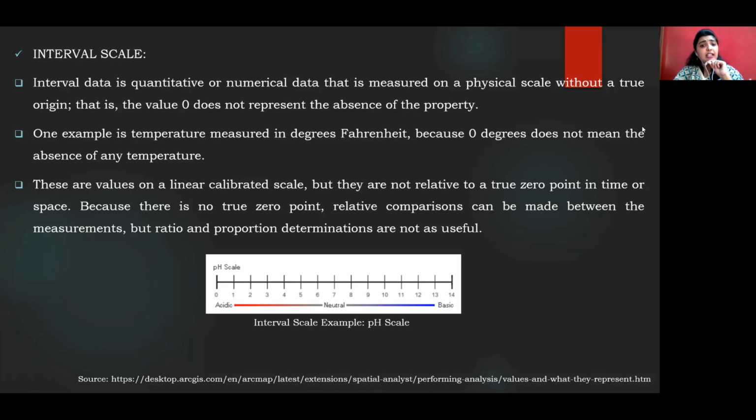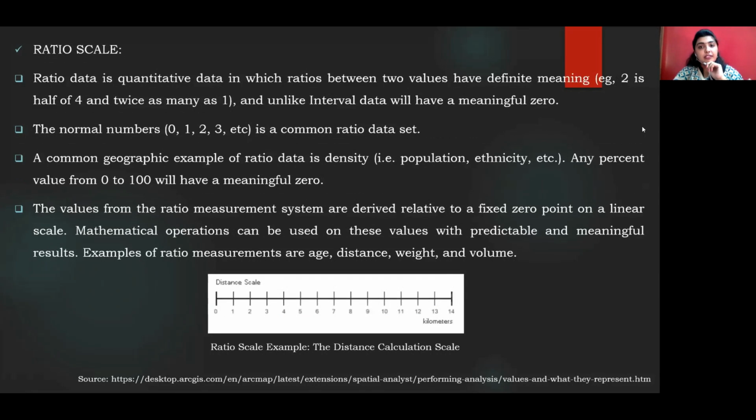When it comes to interval scale, there is no true 0 point. Relative comparisons can be made between measurements, but ratio and proportion determinations are not possible. The pH scale is also an example of interval scale, where 0 does not show that there's an absence. 0 shows it is acidic, 14 shows it is basic. So yes, the pH scale also becomes an example of interval scale.